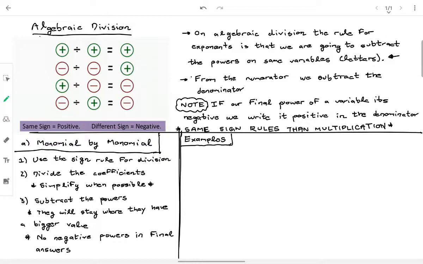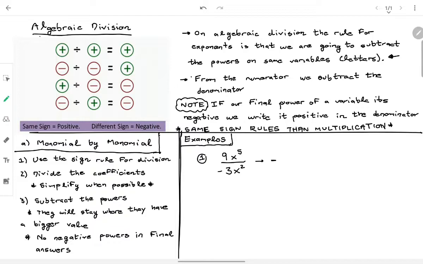Let's see some examples. So our first example is the one that is on the board, 9x to the 5th divided by minus 3x squared. So we will need to do these simple steps. The first step tells us that we need to look at the sign rule. In this case, it's positive divided by negative, so our final answer is going to be negative.